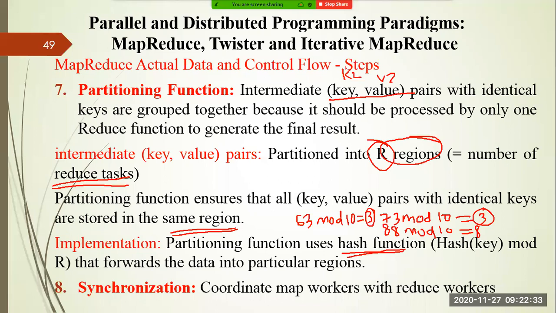The next step is synchronization. MapReduce applies a very simple synchronization policy to coordinate map workers with reduce workers. So you have a map function and a reduce function, and you have to coordinate between them. That is called synchronization. Otherwise, if synchronization is not there, you may face problems.